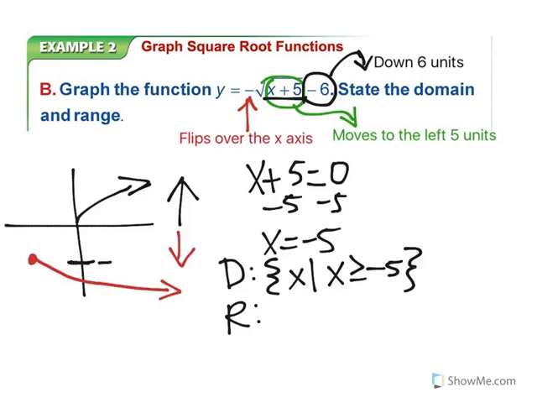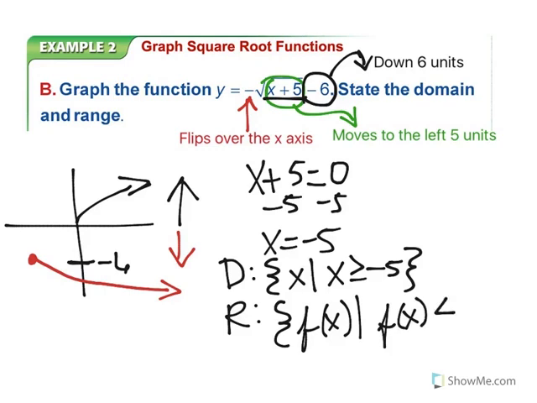And now we have to talk about our range. We flipped it over the x-axis, so instead of going to positive infinity, it is now going to negative infinity. And we also shifted it down 6 units, so this is at negative 6. So our starting point for f of x is actually f of x is everything smaller than or equal to negative 6. Voila.